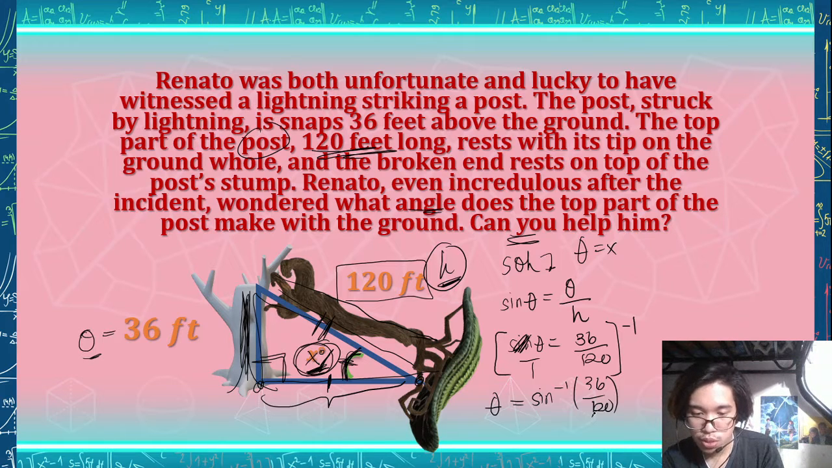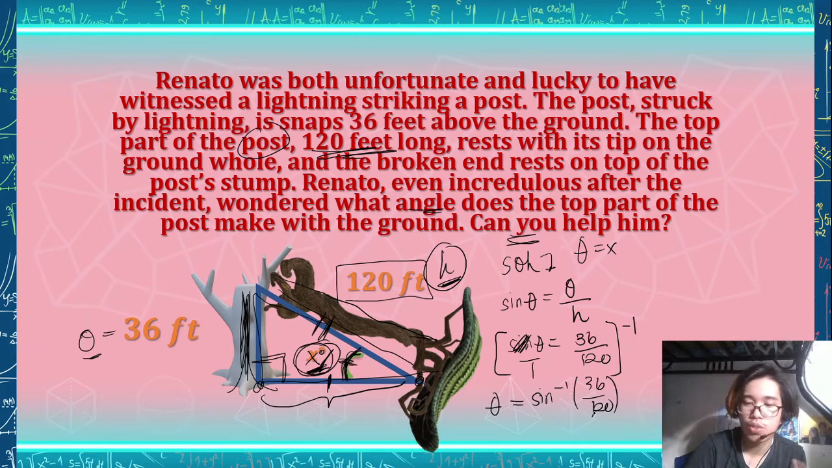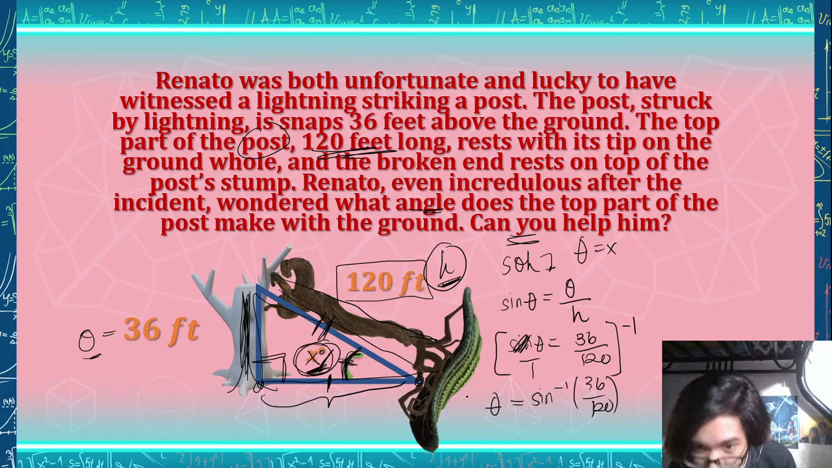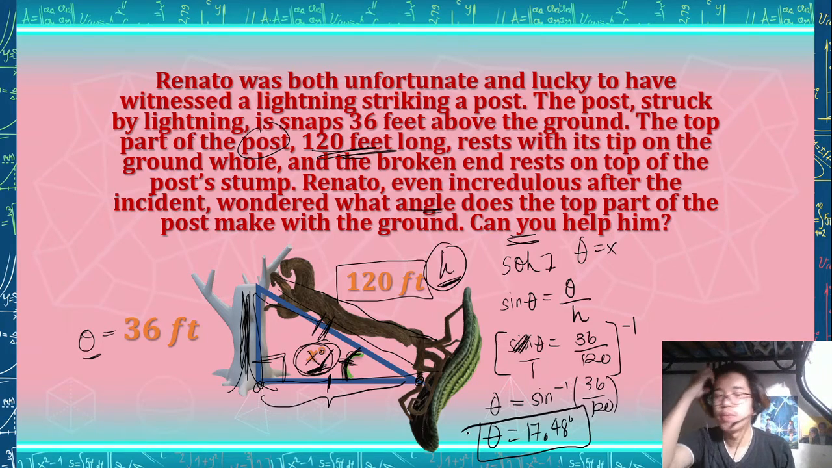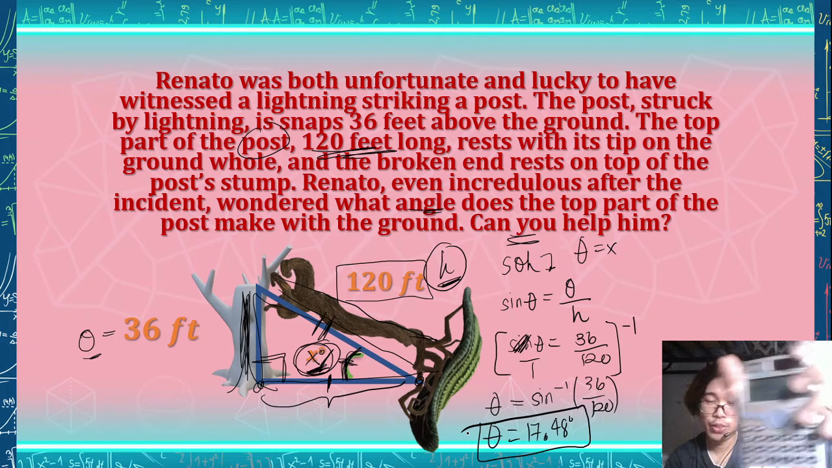So that's 36 over 120, and that should give us roughly 17.48. So it should give us roughly 17.48 degrees. So theta is just equal to 17.48 degrees for this problem using the inverse sine function on your calculator.